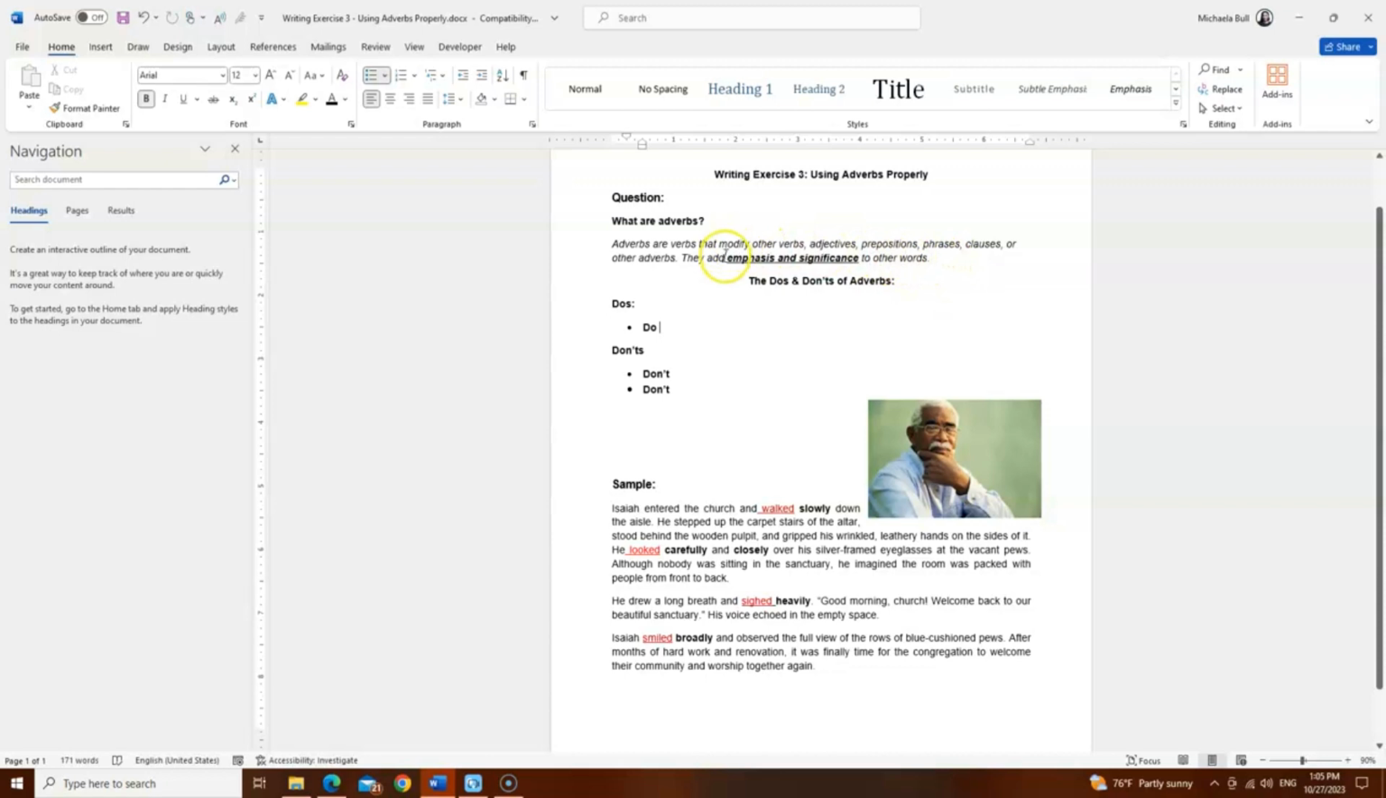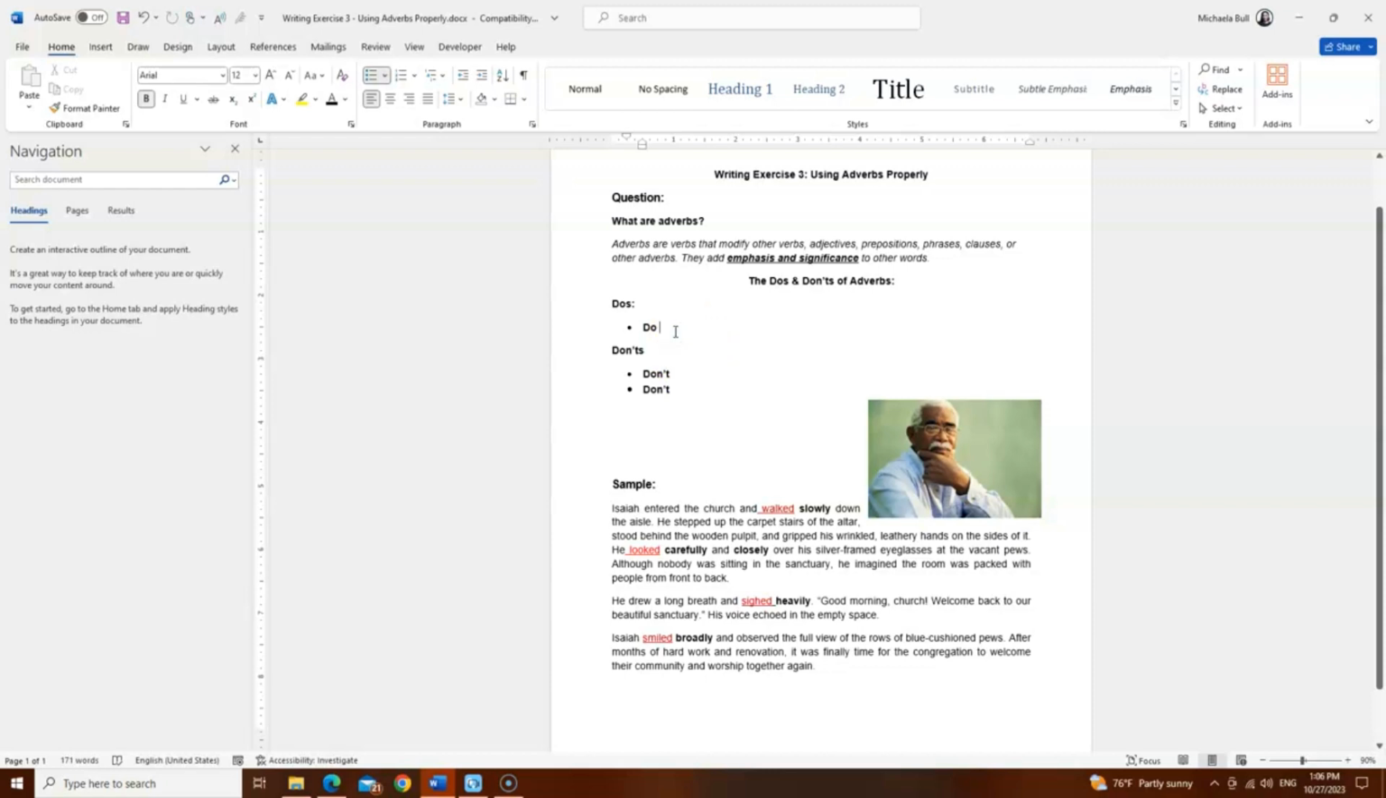But there are some do's and don'ts that I have when it comes to using adverbs, because I myself used to use them quite a bit when I first started writing. But there are some things to keep in mind if writers are going to use them.